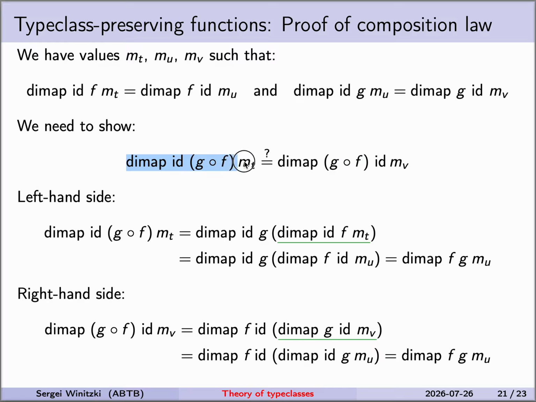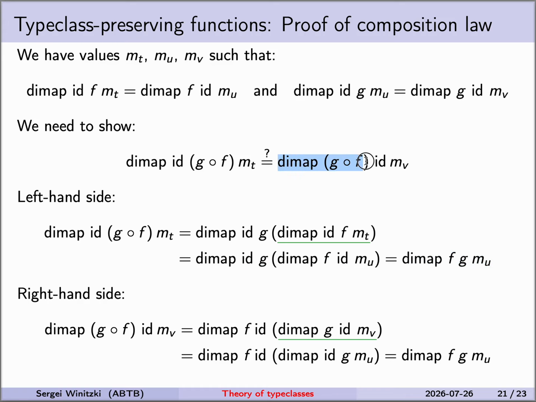So let's look at the left-hand side of this equation. The composition law of diamap allows us to decompose this into diamap of G applied to diamap of F applied to MT. Now this, I underlined it in green, this is the left-hand side here, which we can replace by the right-hand side here by assumption. So let's replace it. And now we again use the composition law of diamap. We compose identity with F, we compose G with identity, and we get this.